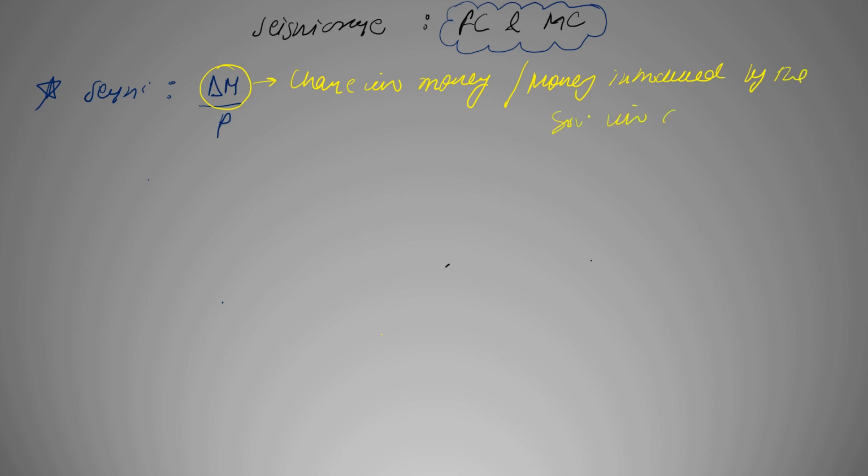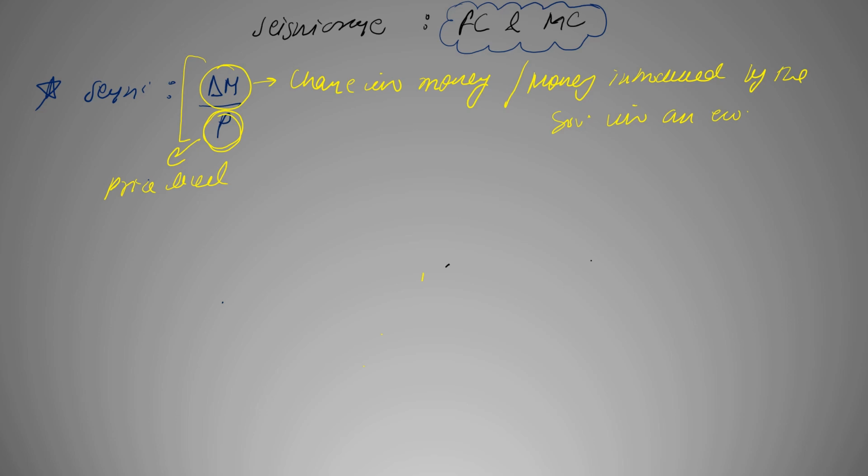It is Seigniorage is equal to delta M by P, where delta M is the change in money supply, or money introduced by the government in an economy. Okay? And P represents price level. We take the ratio of the two because delta M shows us the change in money supply with respect to P, the prevailing price level in an economy.